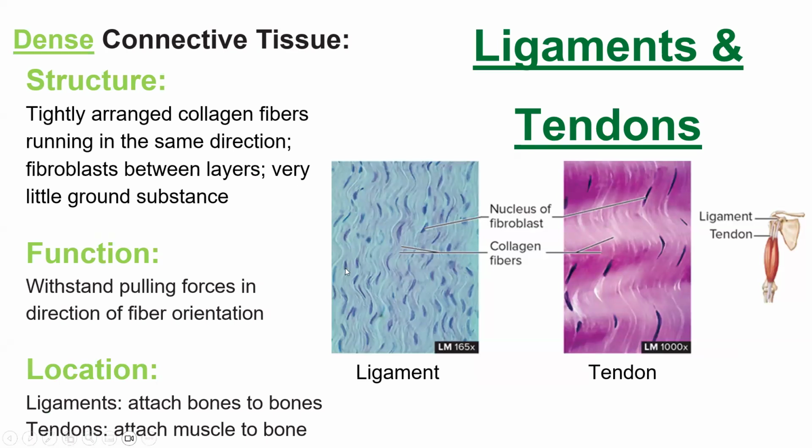And you can see these are all running in the same direction, and our ligaments and tendons are almost organized like a rope or a string. So there's very little ground substance or fluid here. Compared to our loose connective tissue, we have a lot more cells that are much tighter packed. And they're all running the same direction because ligaments and tendons are getting pulled on by our muscles and bones all the time. And so they need to withstand the force of that movement.